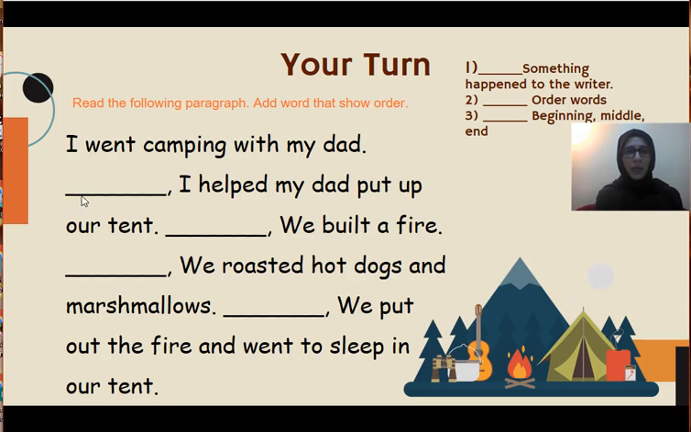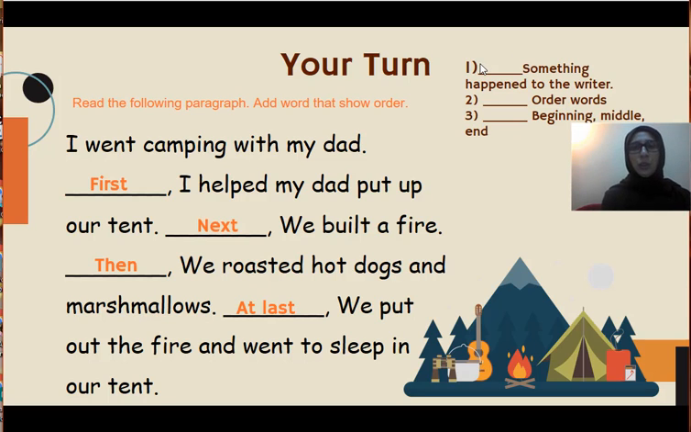First, so here, what goes in the blank here? I helped my dad put up our tent. So what goes in the first blank? I can say first. First, I helped my dad put up our tent. I have another blank, and then we built a fire. We built a fire. So usually this is what happens next. Third line, third blank, we roasted hot dogs and marshmallows. So this thing happens then. We put out the fire and went to sleep in our tent. So I can say, at last, we put out the fire and went to sleep in our tent.